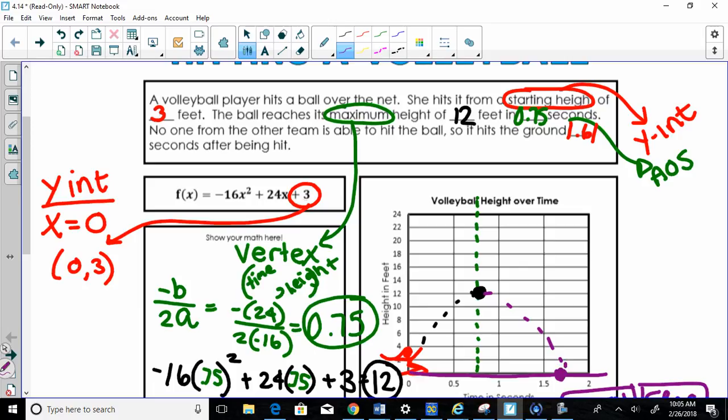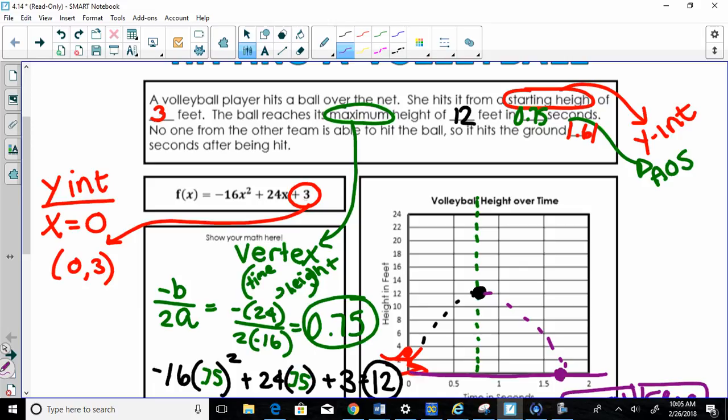Why wouldn't it be negative 0.12? Because if we're talking about x, you can't hit a ball in negative seconds. So does everyone understand why? I just put 1.61.